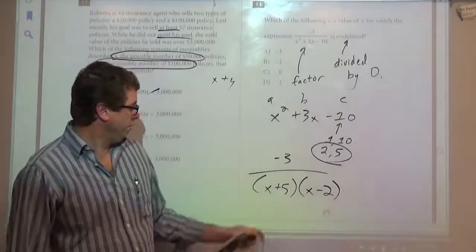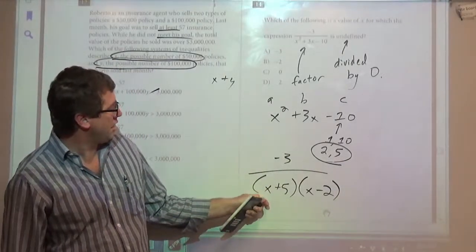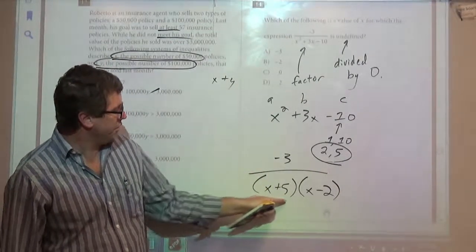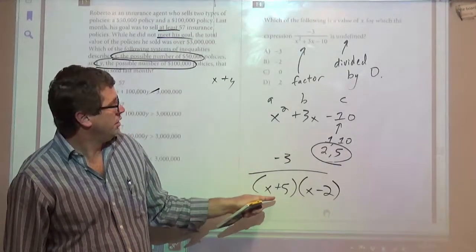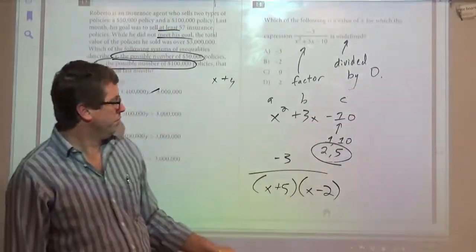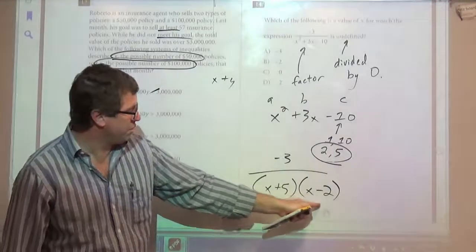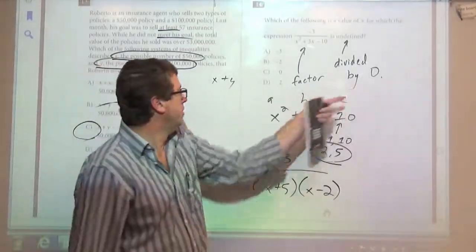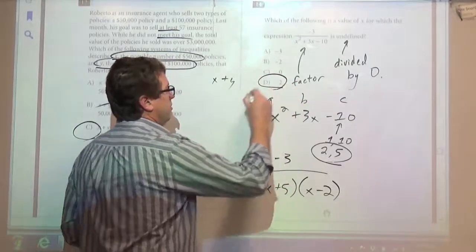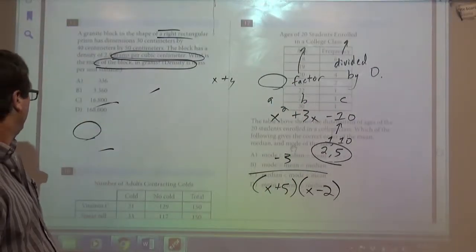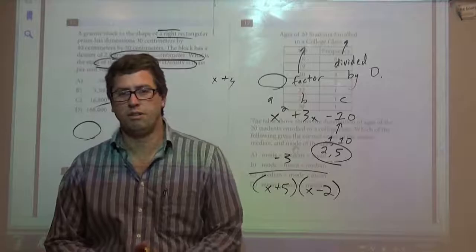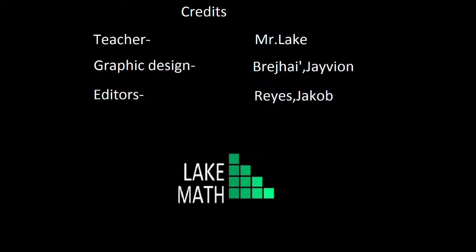So now, if x was negative 5, this would turn into 0, and then I would be dividing by 0. If x is positive 2, this would turn into 0, and then I'd be dividing by 0. So positive 2. Alright, we'll finish this in our next video.